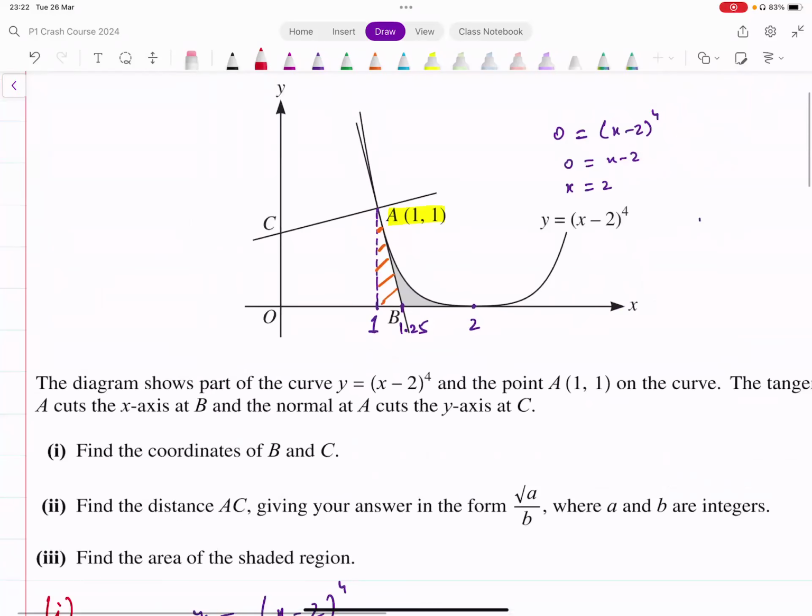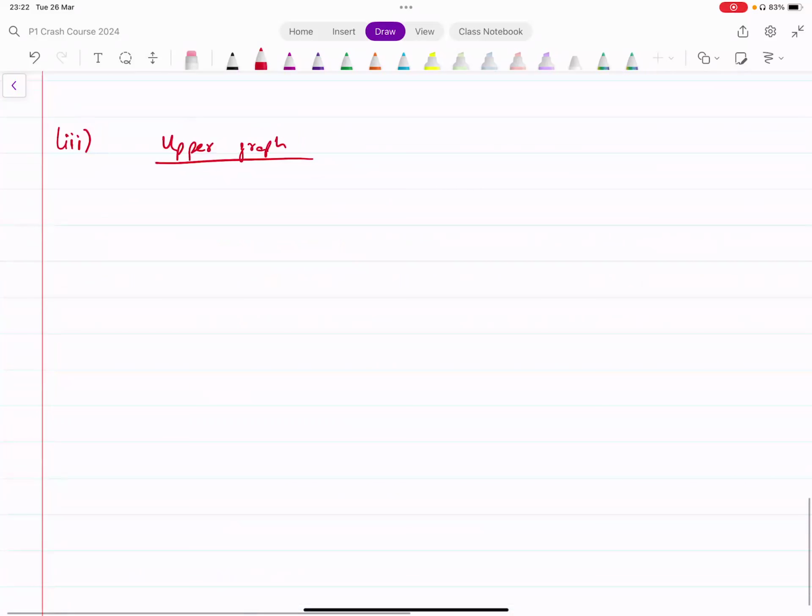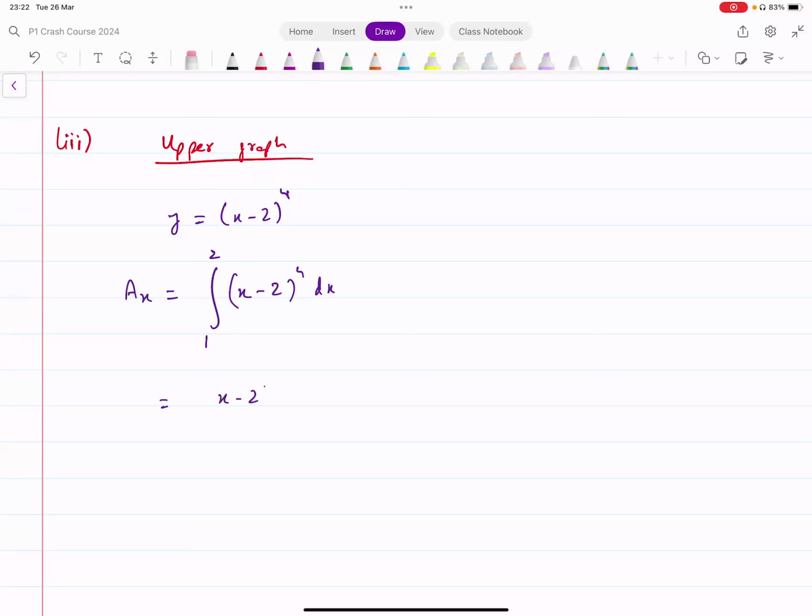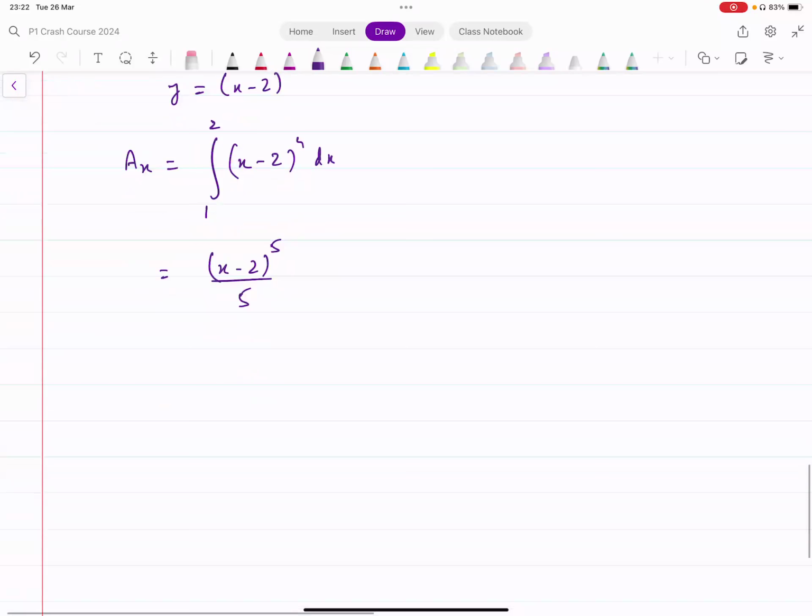The curve is y equals (x minus 2) whole raised to power 4. Let's find the area under the curve first of all. That's (x minus 2) whole raised to power 4, limits 1 to 2. Right? That's pretty straightforward. Just integrate it. (x minus 2) whole raised to power 5 divided by 5 into 1 if you want, because the derivative of x minus 2 is 1. Input limits from 1 to 2.